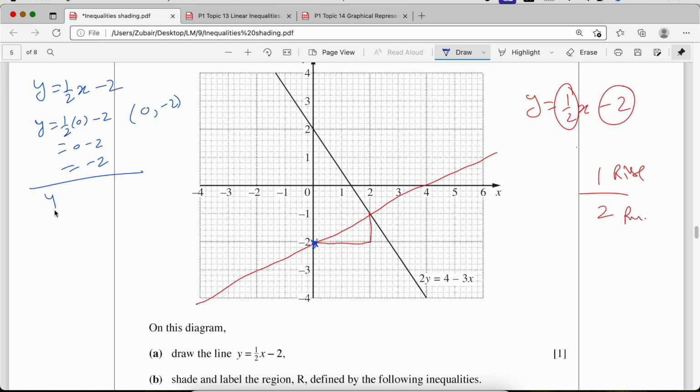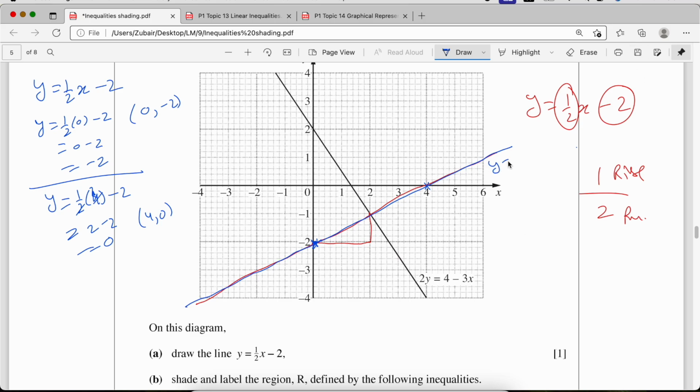The second choice, let that be 4. So 1 by 2 into 4 minus 2. This is 2, 2 minus 2 is 0. So at x 4, y is 0. This is the second point. Now you may use your ruler and pencil only to draw this line. So these are two different approaches. You may use any.